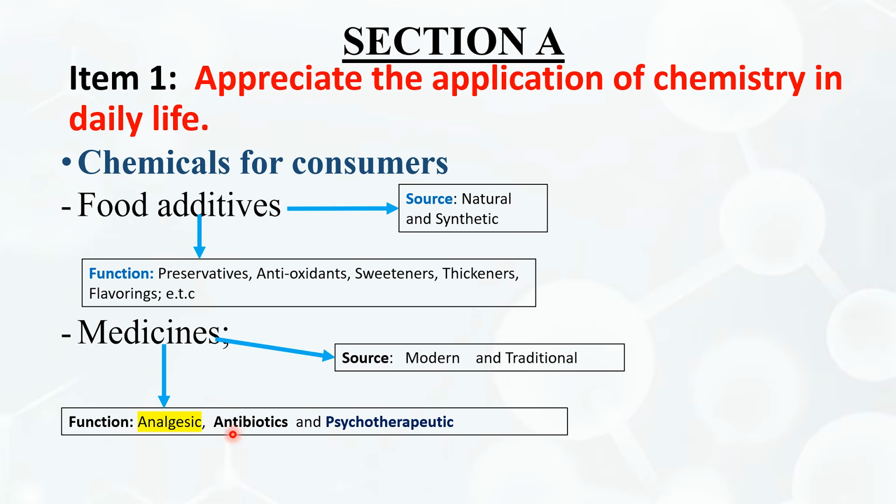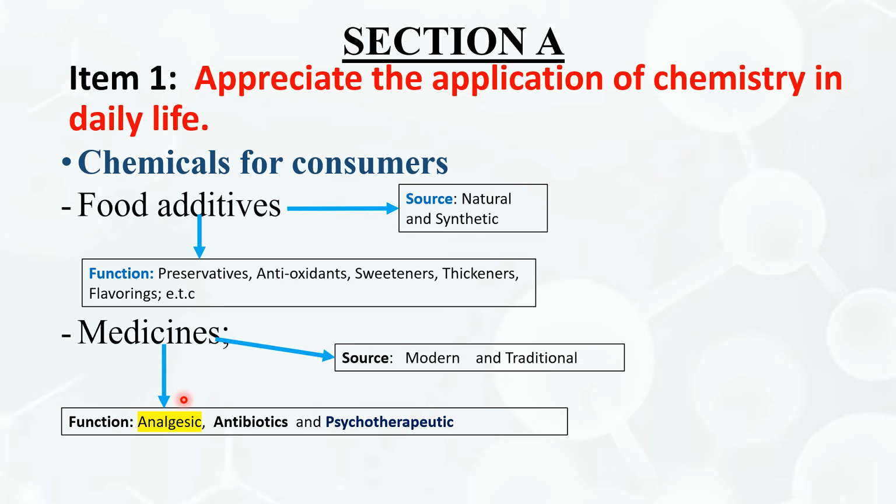Then we have those we categorize as antibiotics. Antibiotics are the ones which work on bacterial infections. Then when we talk about psychotherapeutic medicines, these are the ones which work on mental disorders. Anything related to mental disorders, those are the ones we categorize as psychotherapeutics. So in simple terms, medicines can be categorized into two, according to the source and also according to the function.